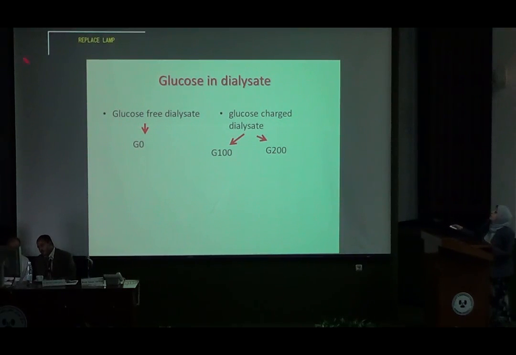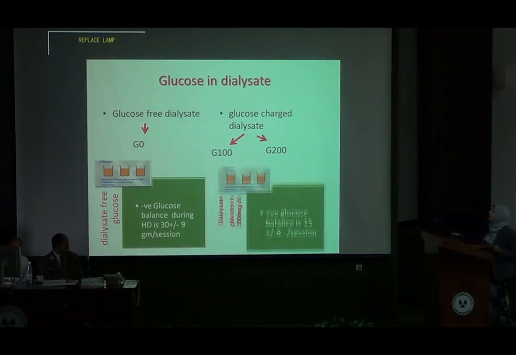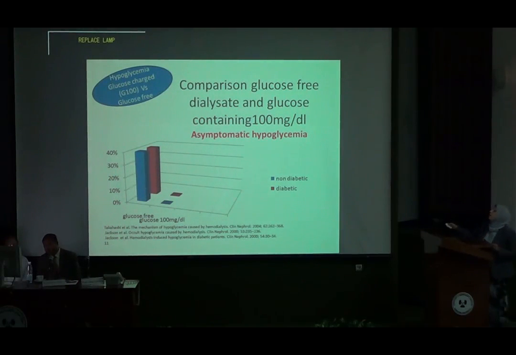If you look at dialysate glucose, we have either G0, or glucose-free, or glucose-charged, either 100 or 200. For glucose-free, we have a negative glucose balance of 30 grams. For glucose-charged at 200, we have a positive glucose balance of 15 grams. Comparison between glucose-charged and glucose-free dialysate in diabetic and non-diabetic patients shows a significant decrease in hypoglycemia in non-diabetic patients, and also a significant decrease in hypoglycemia in diabetic patients, reaching 0, but this is 0.5%.